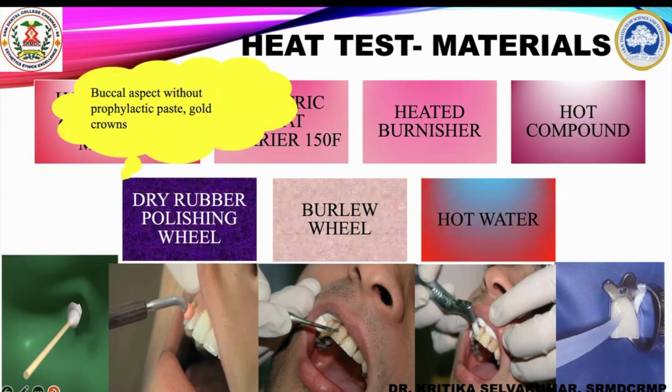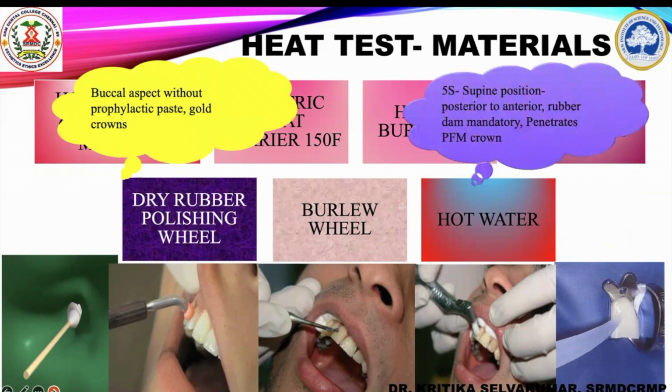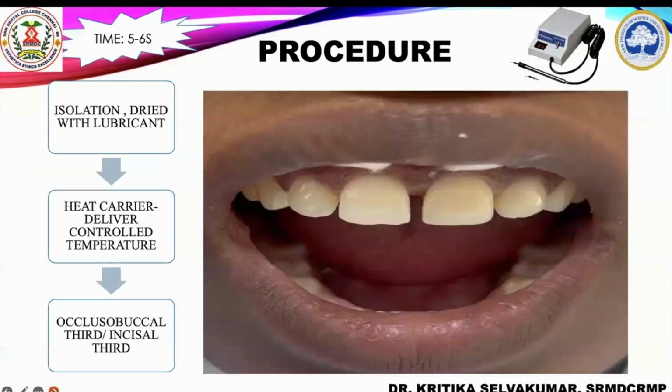A dry rubber polishing wheel can be used, which is placed on the buccal aspect without a polishing paste or any coolant, and the frictional heat in turn acts as the heat stimulus, and it can be used in cases of gold crowns. The hot water is the most easily available heat stimulus, where it can be employed only under rubber dam isolation, and the patient is laid in a supine position, and from the posterior most tooth it is being tested anteriorly, and the only advantage of this method is that it can penetrate even PFM crowns.